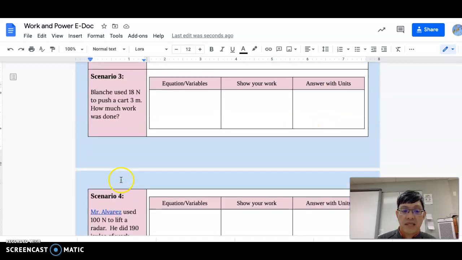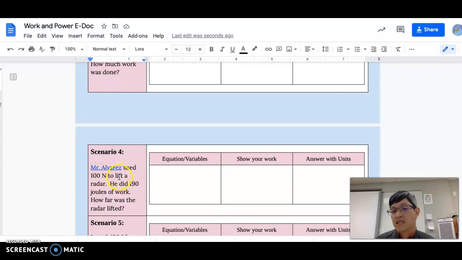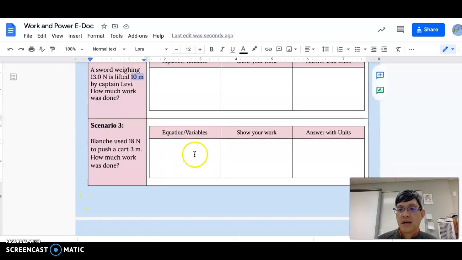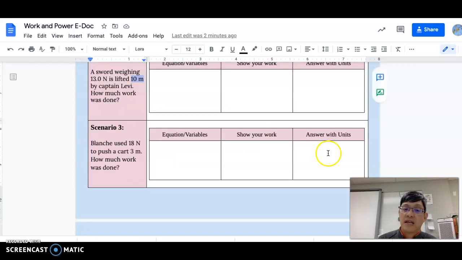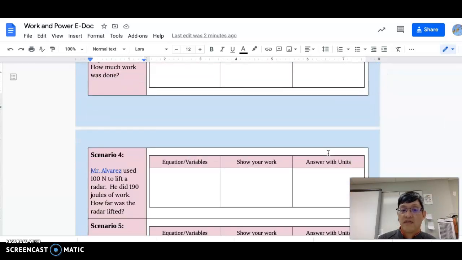If you go down to Mr. Alvarez, very famous physicist, and if you look at what he's trying to find, you're looking for how far, which is going to be distance or displacement. So we go back up. If we cover up D, what would we get? We would get W divided by F. So in that case, we would plug in W divided by F.